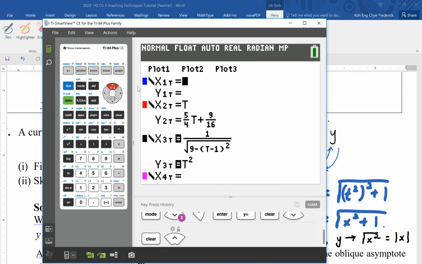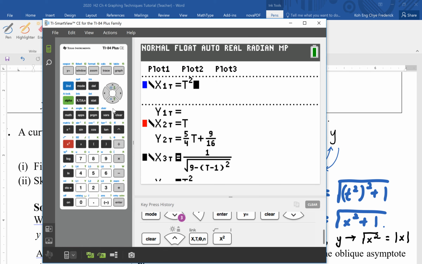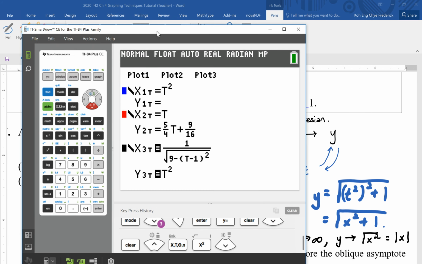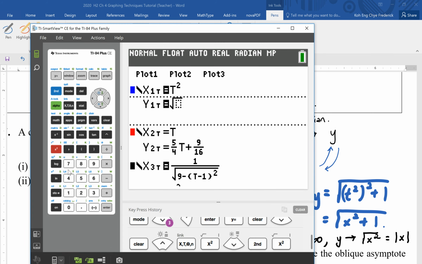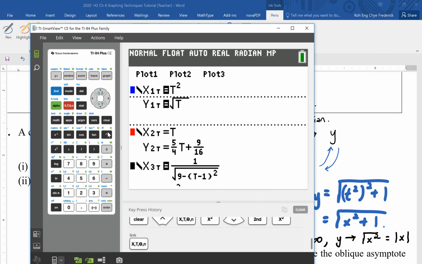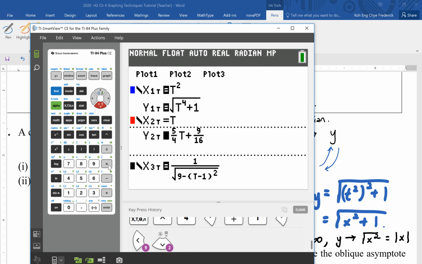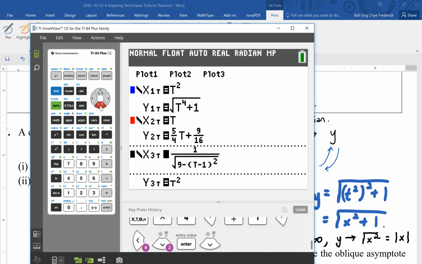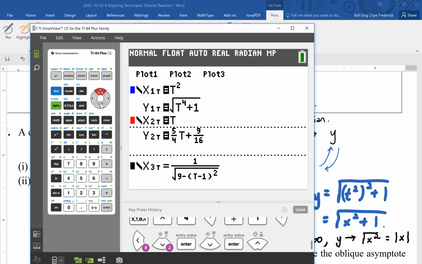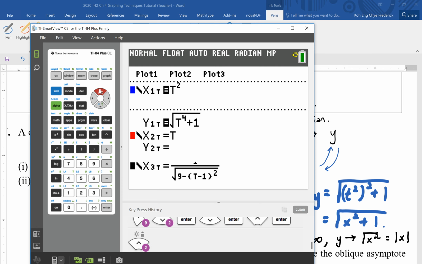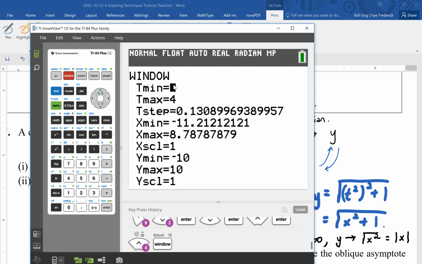X equals t squared, and y is equal to the square root of t to the power 4 plus 1. Don't be so eager to press graph. Hold on, let me just delete this too. Don't be so eager to press graph. Change your window.